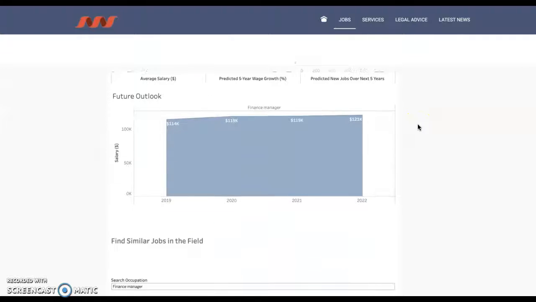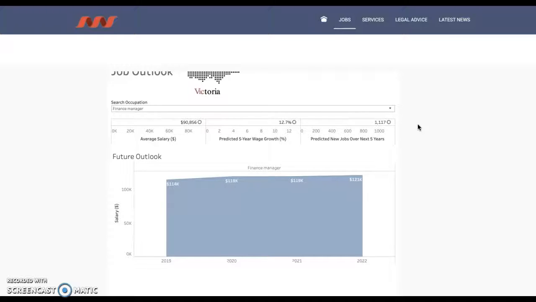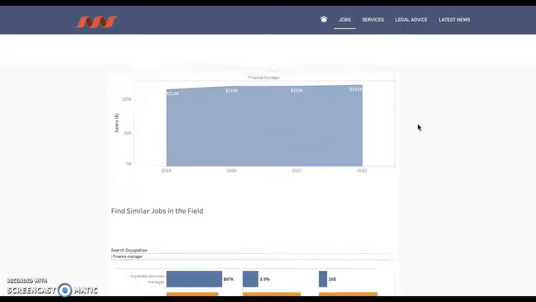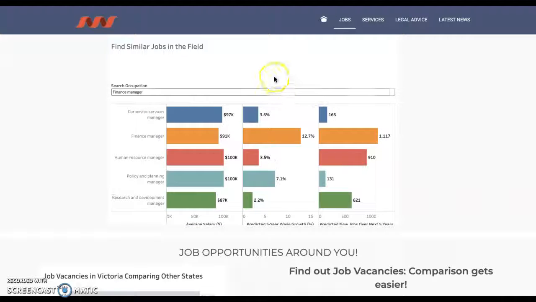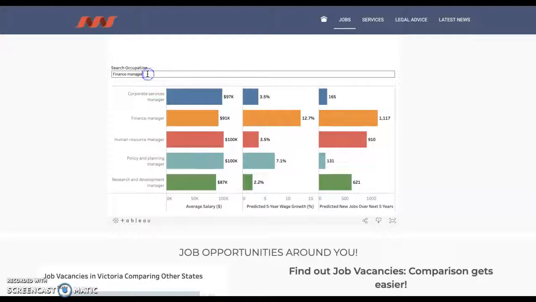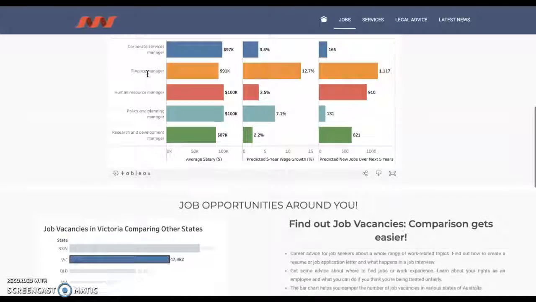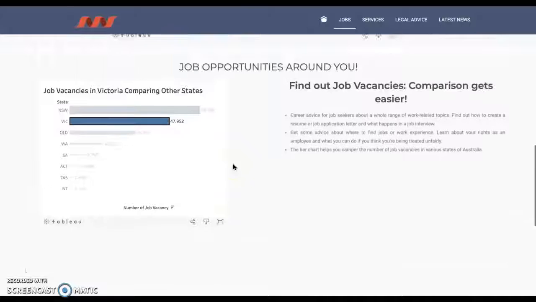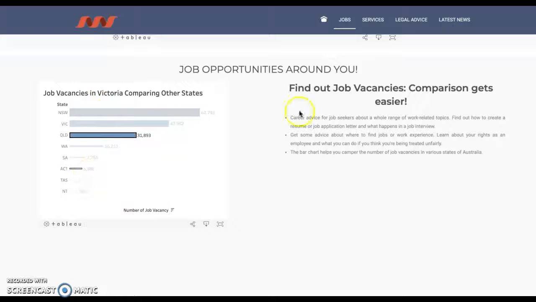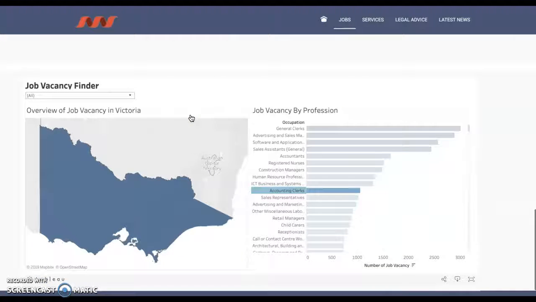There are some plots and statistics about the job market, and according to different occupation. Yes. And here's a finder for the job vacancy in Victoria.